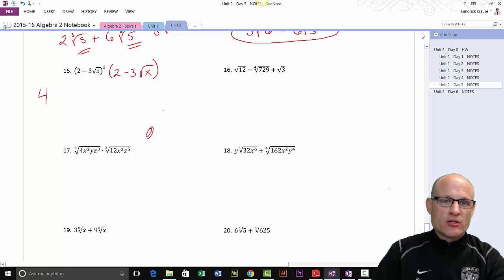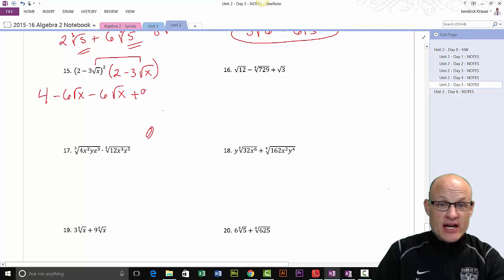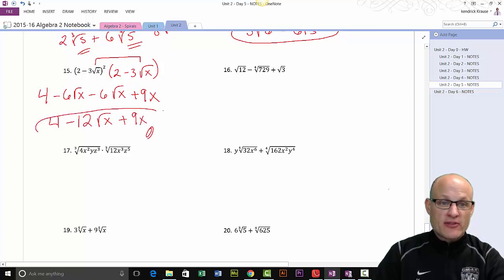So you get 4 minus 6 square roots of x minus 6 square roots of x. And then this is interesting. 3 times 3 is 9, so plus 9. And radical x times radical x is just x. So I'm almost done. I get 4 minus 12 square roots of x plus 9x. Nothing can be combined. That's just it.